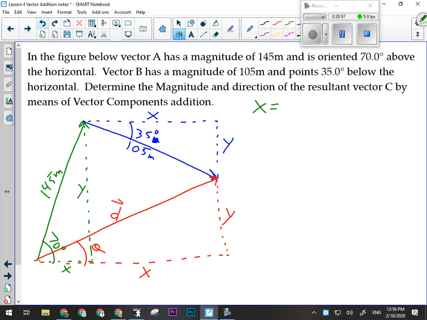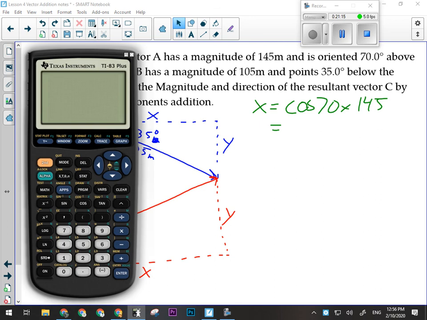Cos, right? So, x is going to be the cos of 70 degrees times the hypotenuse, which they told me was 145. That will calculate how much over this particular vector goes. So cos of 70 times 145.